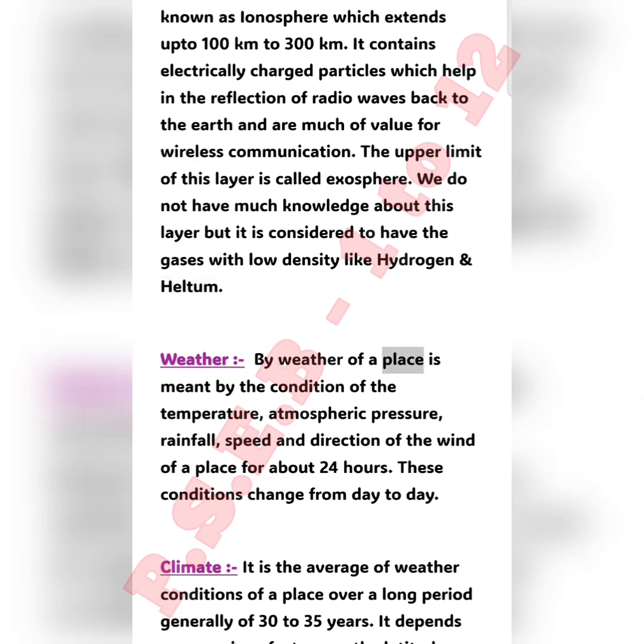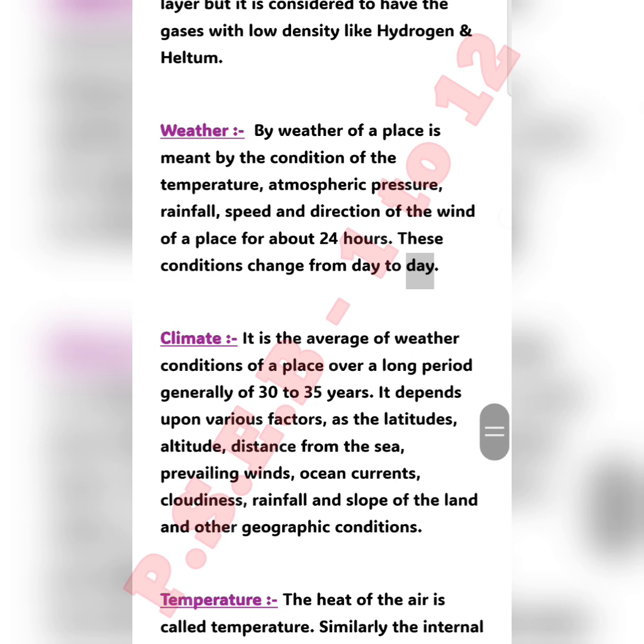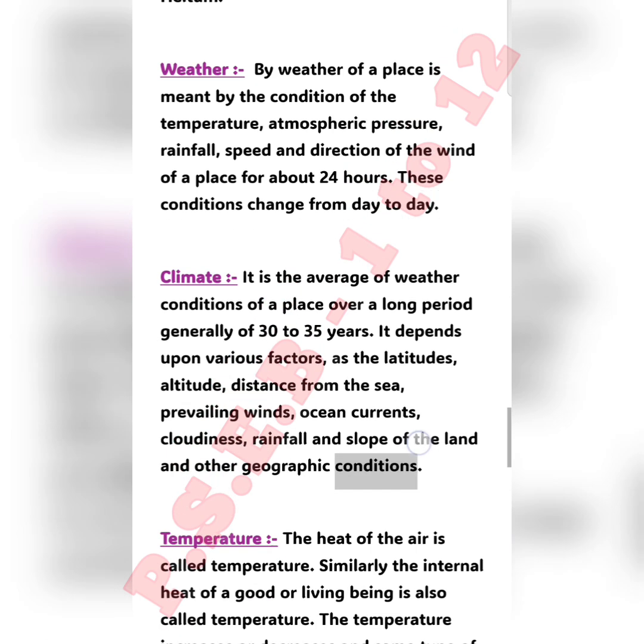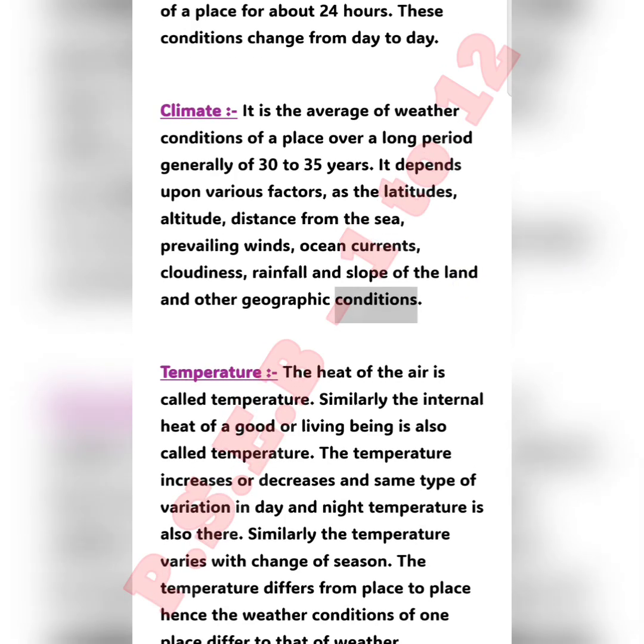Weather. By the weather of a place is meant the condition of the temperature, atmospheric pressure, rainfall, and speed and direction of the wind of a place for about 24 hours. These conditions change from day to day. Climate. It is the average of weather conditions of a place over a long period, generally 30 to 35 years. It depends upon various factors, such as latitude, altitude, distance from the sea, prevailing winds, ocean currents, cloudiness, rainfall, slope of the land, and other geographic conditions.